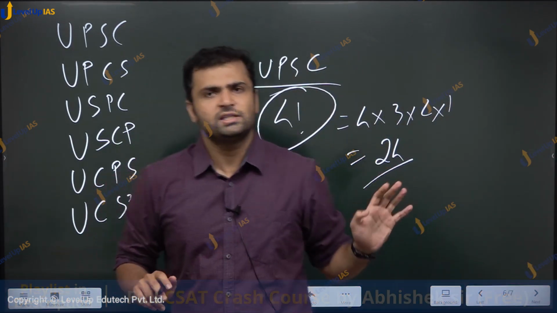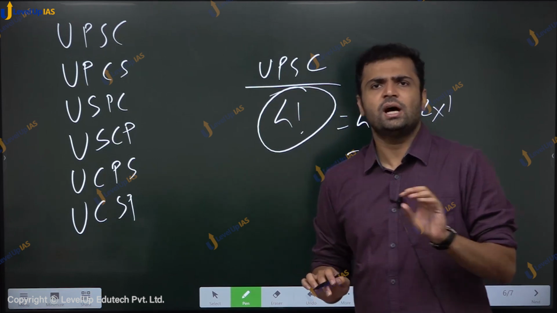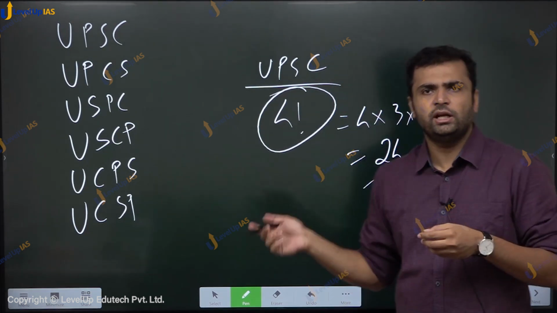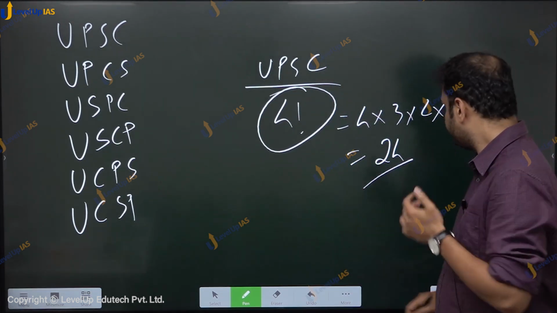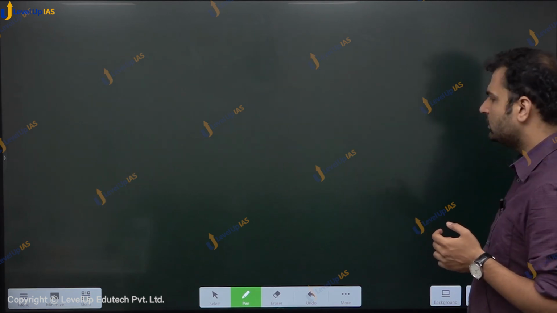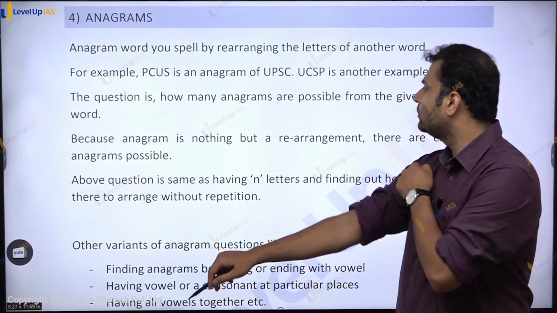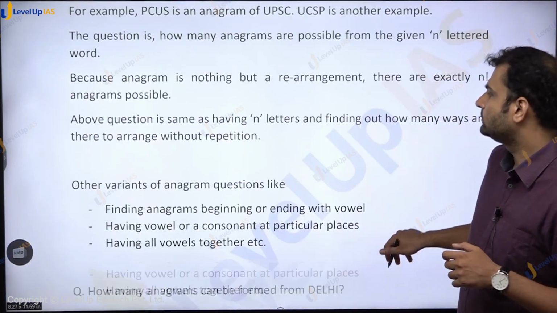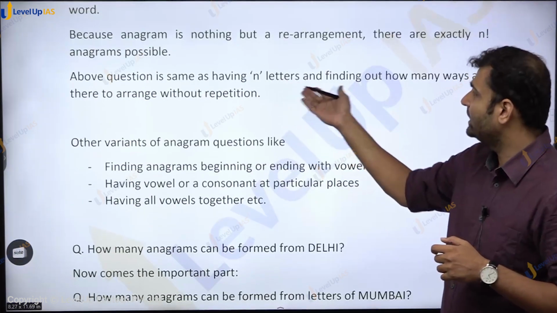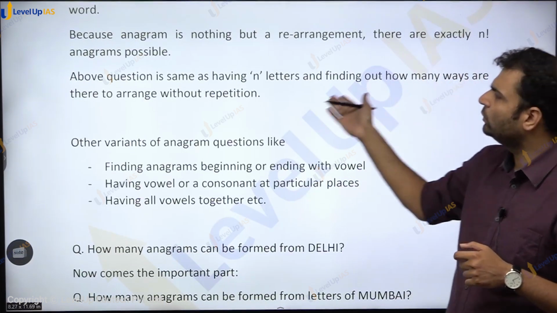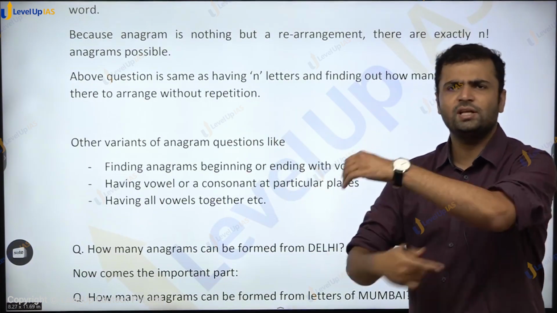So that is how anagrams need to be counted. It is a 4-letter word, we have to rearrange, it is 4 factorial. But this much is not enough. Of course there are some additional conditions which we may need to incorporate. The above question is the same as having n letters and finding out how many ways there are to arrange them without repetition. So it is n factorial.